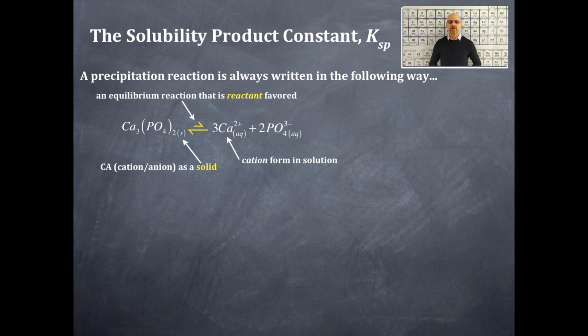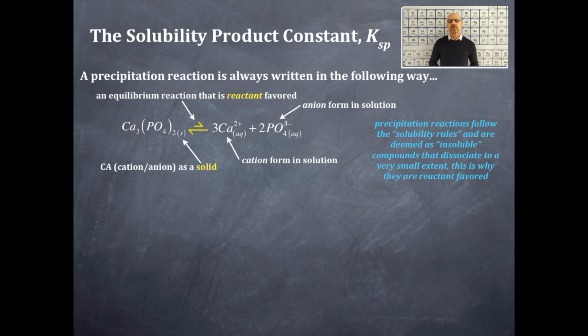The first one here is the cation, and it is written in solution form because we are always having ions in solution on the product side for a KSP reaction. This is the anion. You could have written the anion first and then the cation second. It doesn't really matter. A precipitation reaction follows the solubility rules, and you can look those up or follow one of my videos, and these are deemed insoluble precipitates or compounds that dissociate, that is break apart, to a very small extent. This is why they are all reactant favored.